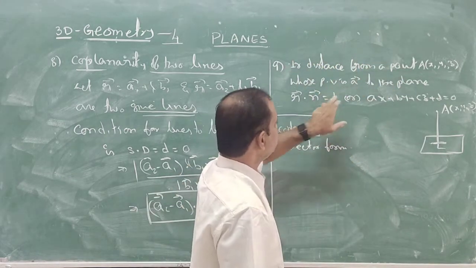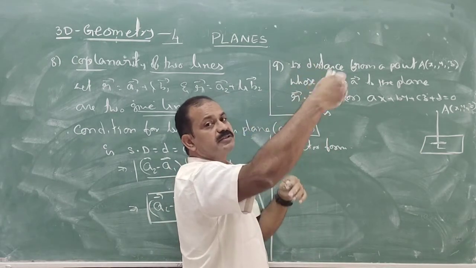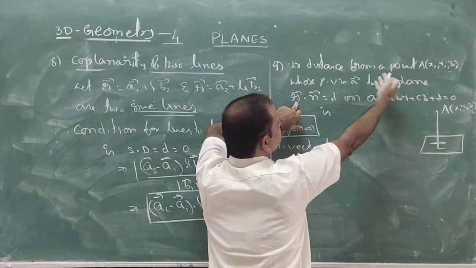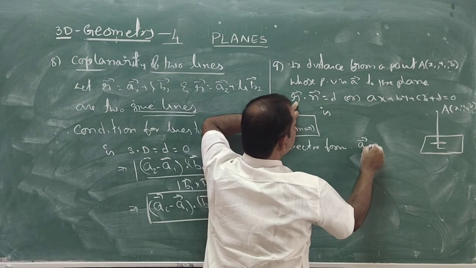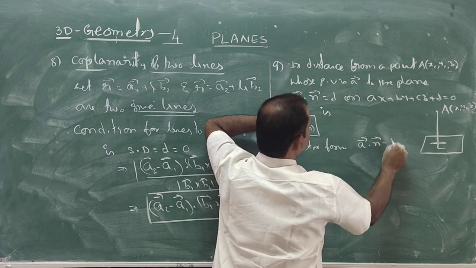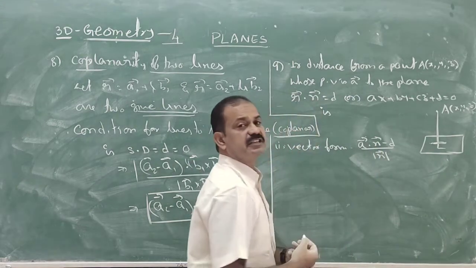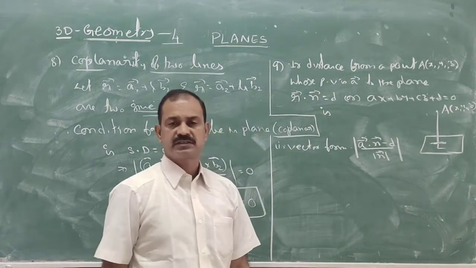Suppose it is vector form, substitution means in place of xyz, where is xyz? In the position vector. Substitute the given point whose position vector is A, that is |A dot n minus d| by magnitude of n. Since distance cannot be negative, you are taking the modulus.